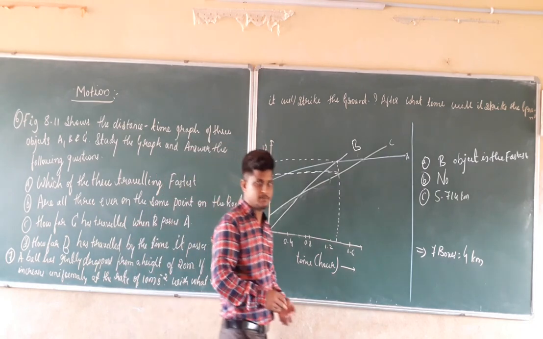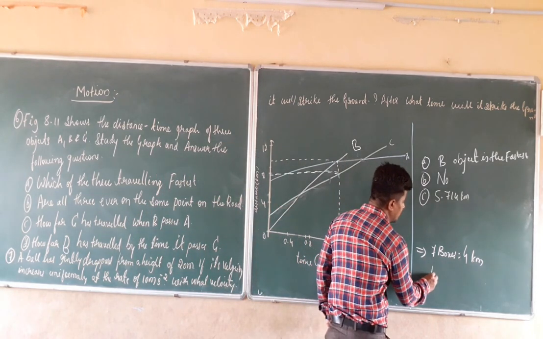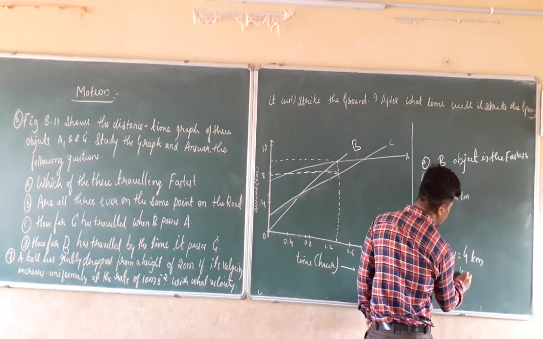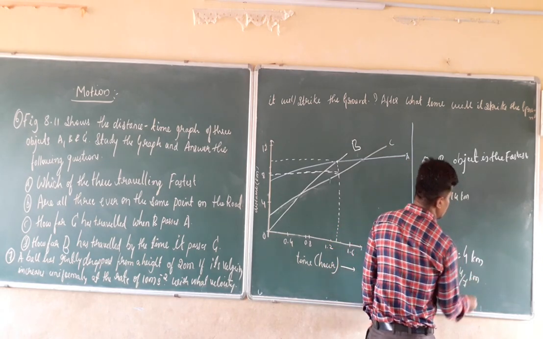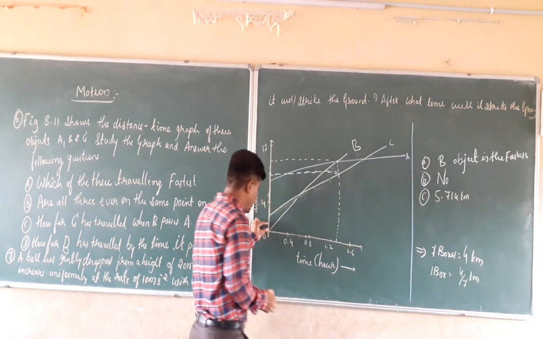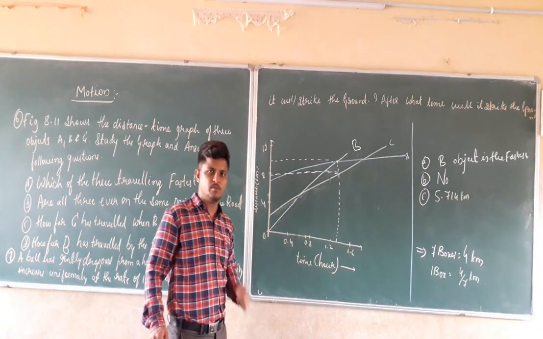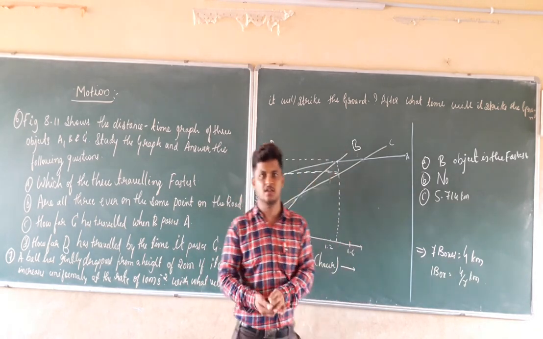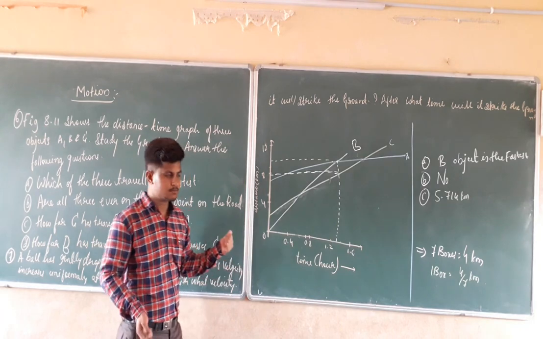So 1 box equal to how much? It will be equal to 4 divided by 7 kilometers. 1 box, the small box, equal to how much? It is equal to 4/7 kilometers. That is nothing but the scale of the given problem statement in your graph.